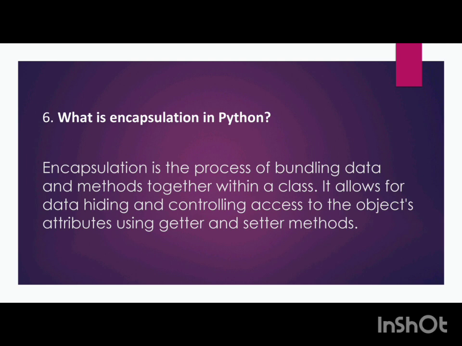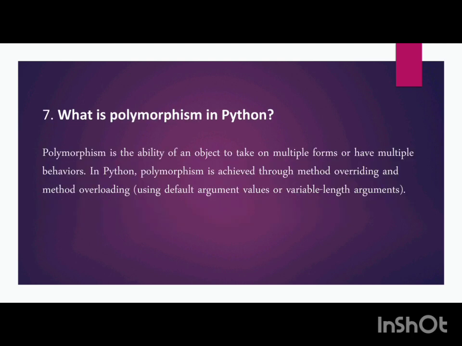What is encapsulation in Python? Encapsulation is the process of bundling data and methods together within a class. It allows for data hiding and controlling access to the object's attributes using getter and setter methods. What is polymorphism in Python? Polymorphism is the ability of an object to take on multiple forms or have multiple behaviors. In Python, polymorphism is achieved through method overriding and method overloading using default argument values or variable length arguments.